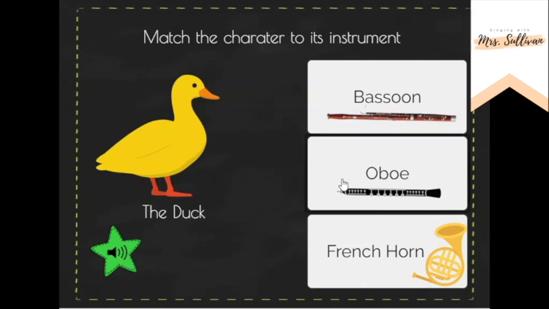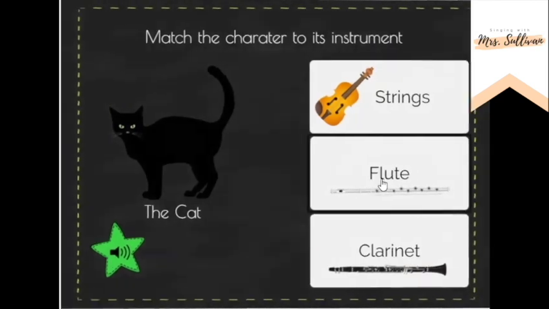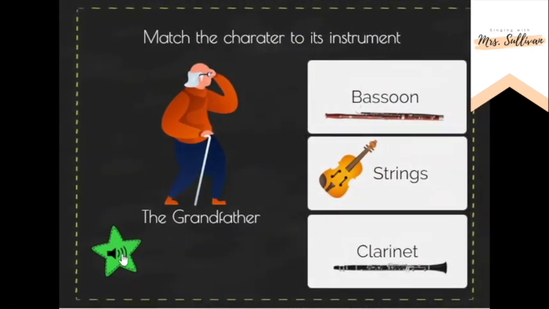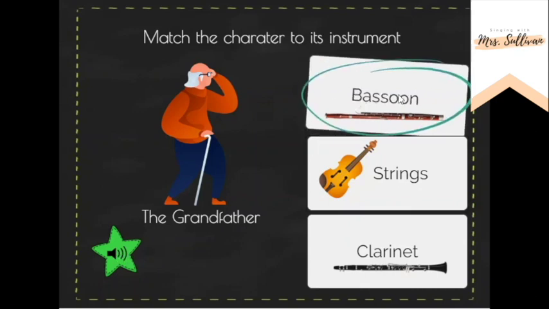The duck is represented by the oboe. The cat is represented by the clarinet. The grandfather is represented by the bassoon.